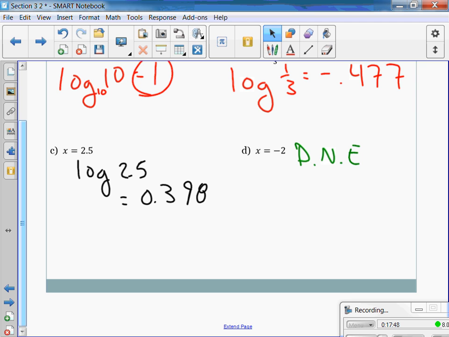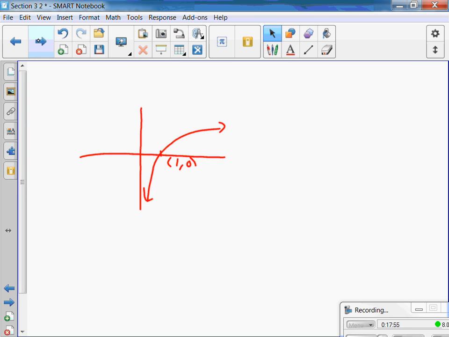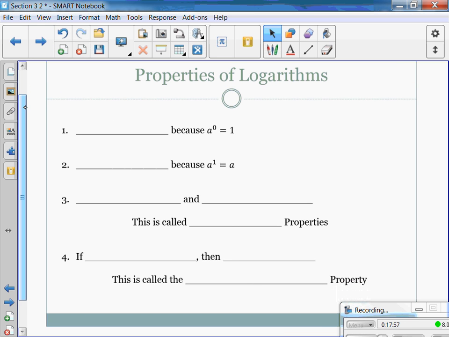So with our common log functions, or any of our log functions, we have certain properties that make it easy. So one of them, log base a of 1. So I'm saying a to what power is going to give me 1? Absolutely. So anytime I have log base a of 1, doesn't matter what that a is, I'm always going to wind up with an answer of 0.